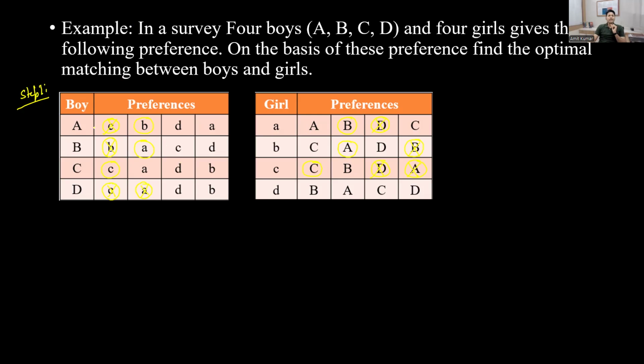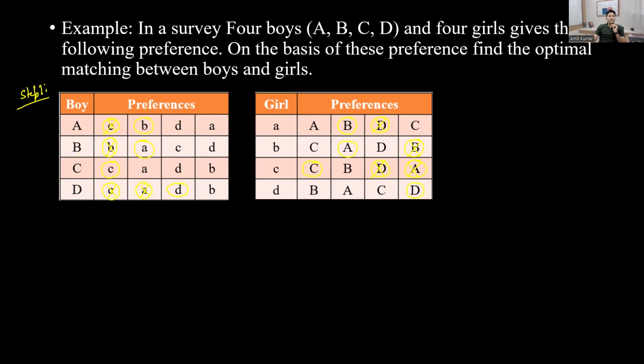In round number two, A is settled down, B is settled down, C is settled down, but D is still single. So now in the third round, we will only start with D because the first three are already settled. Now D exercises the third option, which is small d. So D proposed to small d, and small d also does not have any proposal till now. So this proposal had to be accepted.